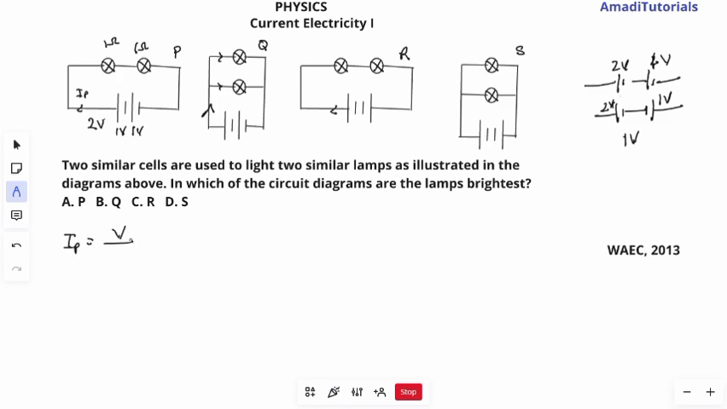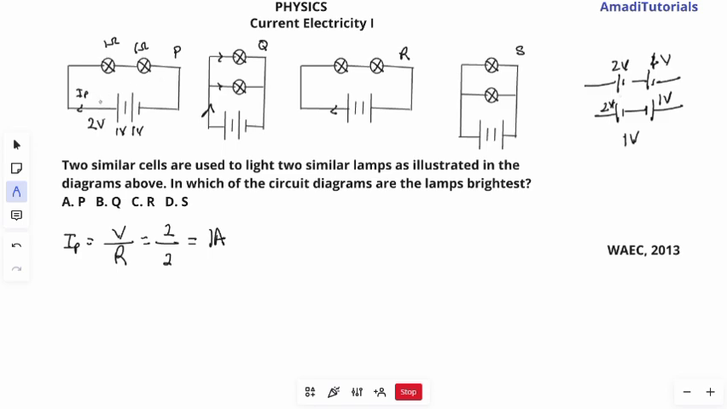Equivalent current I subscript P will be V, that's the EMF or the voltage, divided by the equivalent resistance, the total resistance. The equivalent voltage is 2, divided by the equivalent resistance, which will be 1 plus 1. Since it's series, you add it, which is 2. So the current I subscript P will be 1 amp. So the current drawn from this cell will be 1 amp.